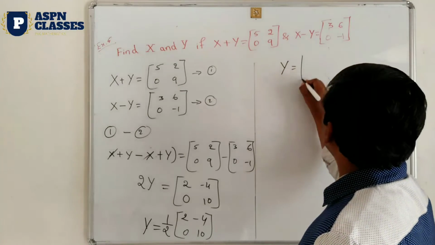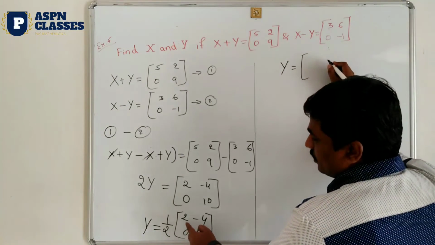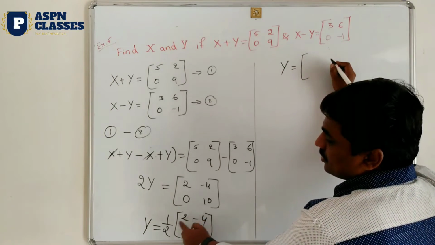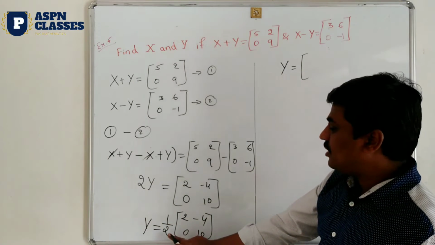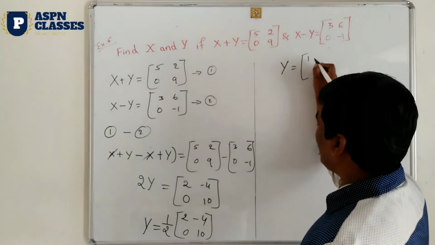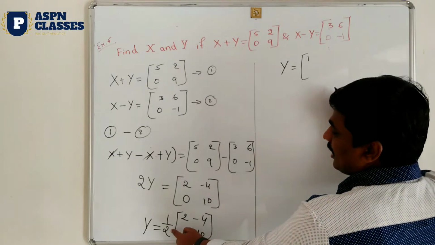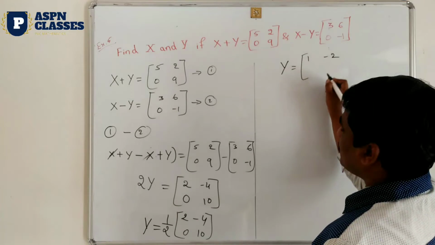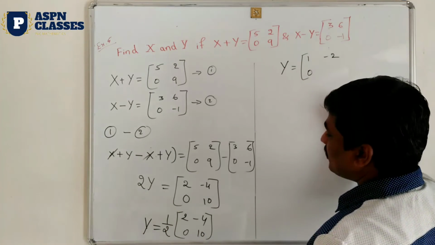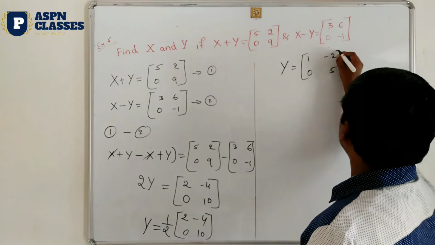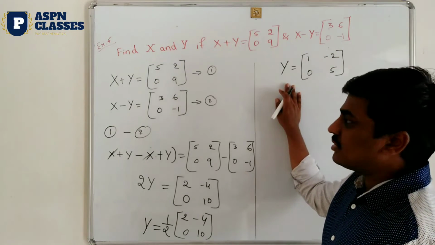What do you get as the answer finally? y is equal to, 1 by 2 into 2, 2 gets cancelled. Each element you have to multiply with 1 by 2. That is a scalar multiplication. 1 by 2, 2 cancel, it means 1 is the answer. Then minus 4 by 2, minus 2 is the answer. Then 0 multiplied means 0 is the answer. 10 divided by 2 means 5 is the answer. So this is your y answer.